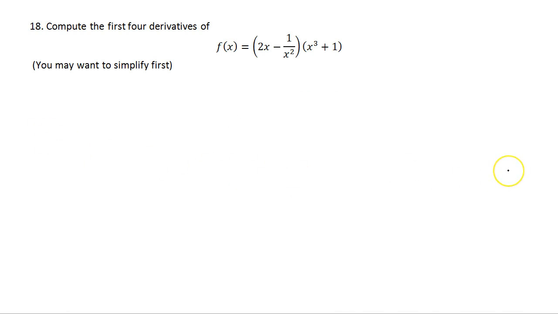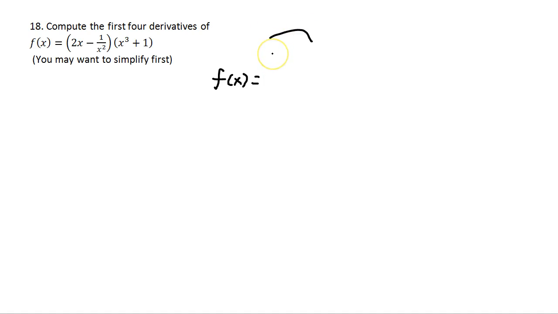Compute the 4 derivatives of this function. Okay, if you were to differentiate it as it is, you would be using the product rule, but that's not so pleasant. So let's try to simplify before we differentiate. Okay, you can FOIL. You can FOIL these two multiplied, all that. It's a little confusing, so let me just not write these.